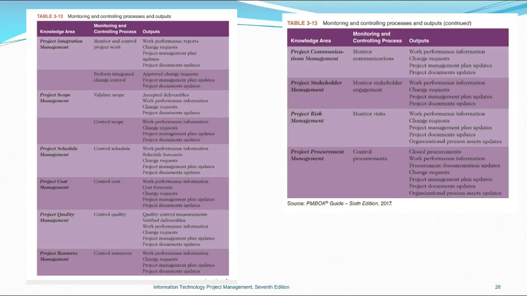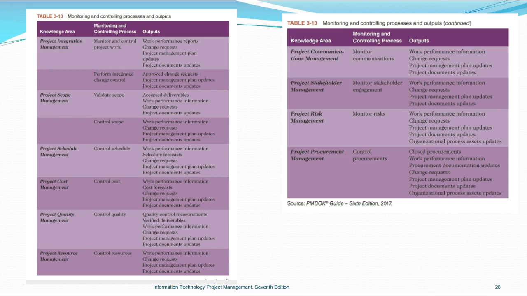Here we can see some great examples of how the knowledge areas integrate with the monitoring and controlling process. For example, in project integration management, the monitoring and controlling process inherently is that we're monitoring and controlling project work. Well, that makes sense. You're doing the work of integrating the entire project and coordinating what everybody else is doing. Some of the processes involved, for example, performing integrated change control, is also part of that.